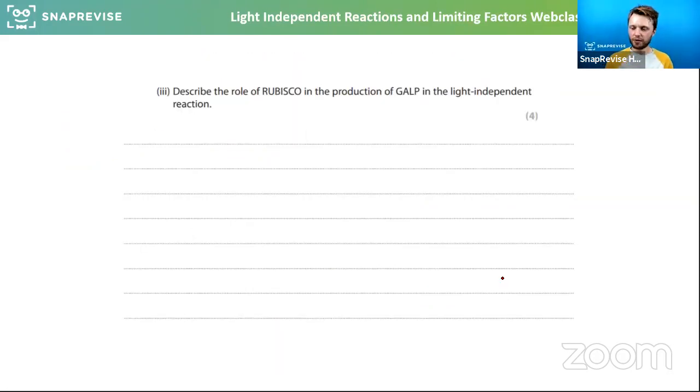Let's have a go at this one. Describe the role. I've got two more exam questions, this one and one last one. Describe the role of Rubisco in the production of GALP. If you are not doing Excel, GALP just means TP. So what is the role of Rubisco in the production of GALP in the light-independent reaction? Guys, have a think about that. I'll have another sip of water to give you some time to think.